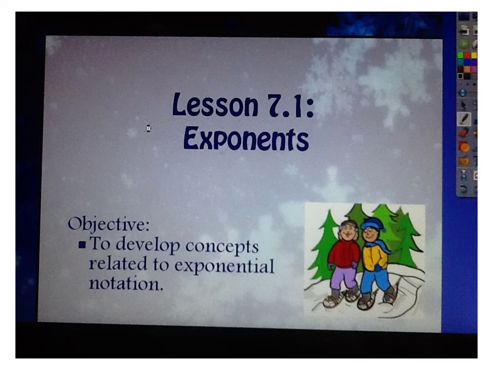And we're going to be taking a look at exponents today, which should be a review for a lot of us, but something new for some of us as well.